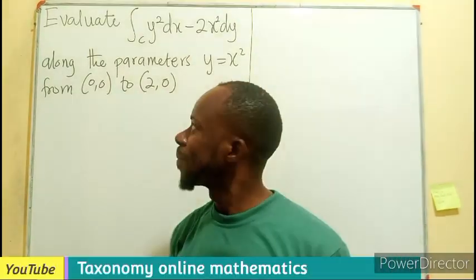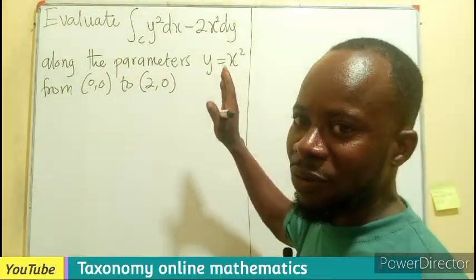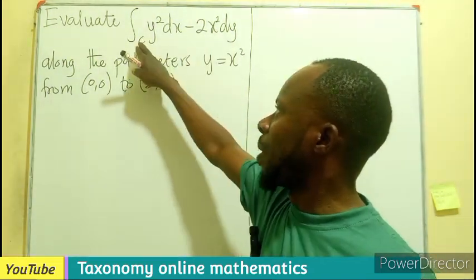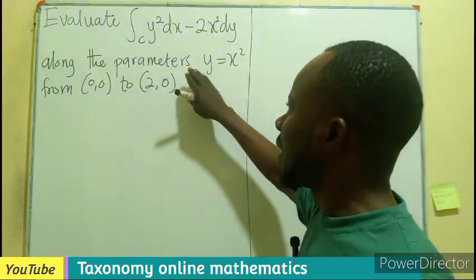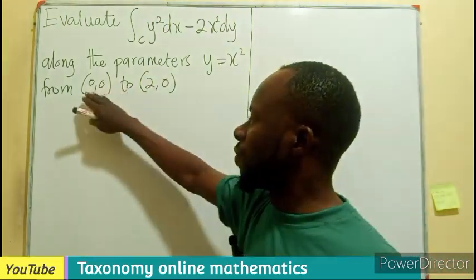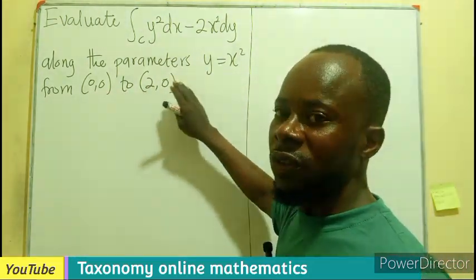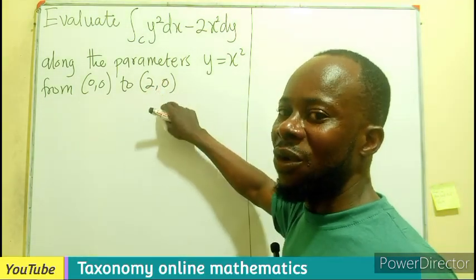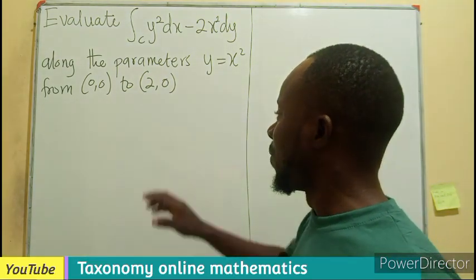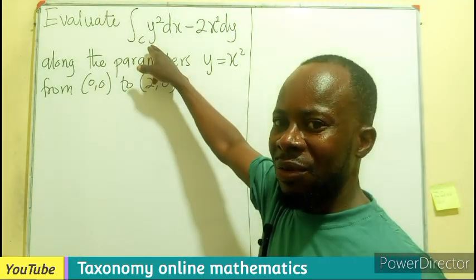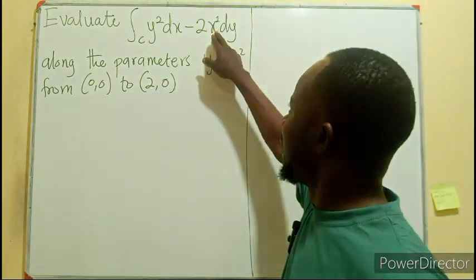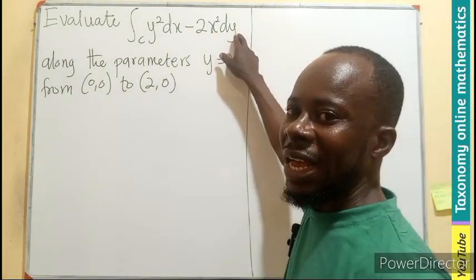Let's solve this problem. We are to evaluate the integral of y squared dx minus 2x squared dy, with the parametric condition y equals x squared, from the origin (0, 0) to (2, 0), meaning the integration is on the x-axis. Now, if you integrate this, which is y with respect to x, it will be difficult to do. Integrating x with respect to y cannot work.